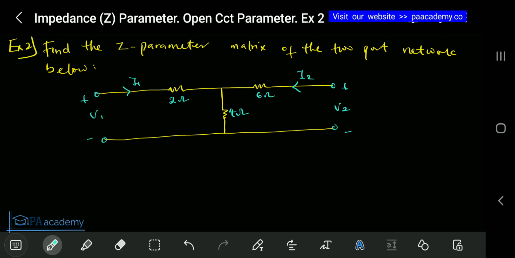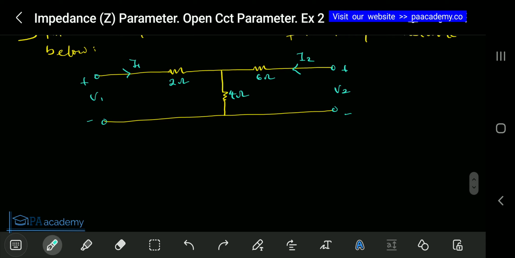So the question says find the Z parameter matrix of the two-port network below. If you watch the previous part of this video, you can see that the circuit itself is similar. The only significant difference is that this is asking us to find the Z parameter matrix, unlike the other example that just asks us to find the Z parameter. However, it's not as difficult as you might want to think.